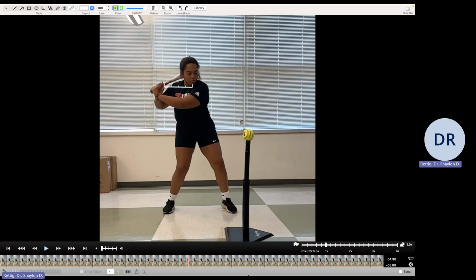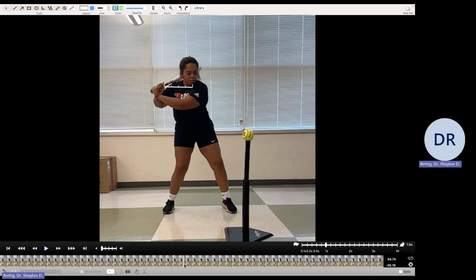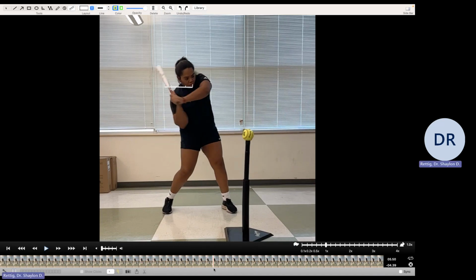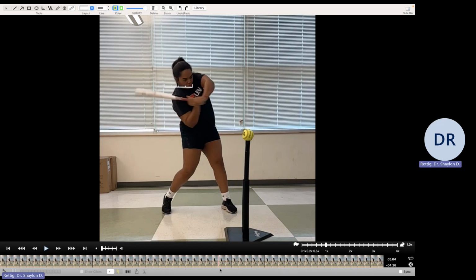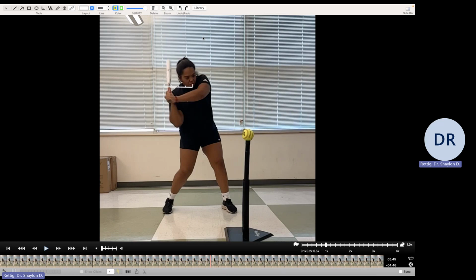All right, and then the next thing we look for is a negative move to contact. So again, negative move away from the pitcher and to contact. We're looking to see what your heel does, all right? And so what I'm going to do, let's trace these lines here. I'm going to draw a line straight up, kind of your back foot here.